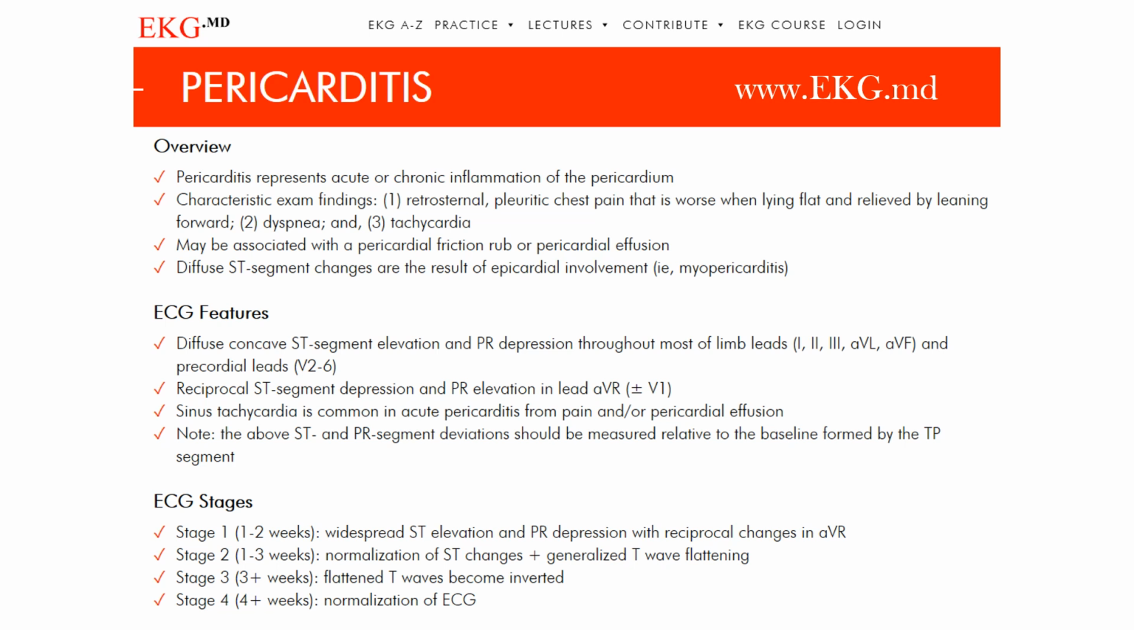Here we're going to talk about pericarditis, but I want to shift the focus to how we differentiate it from benign early repolarization, or that early repolarization pattern that may not be so benign after all. We've touched on pericarditis before.